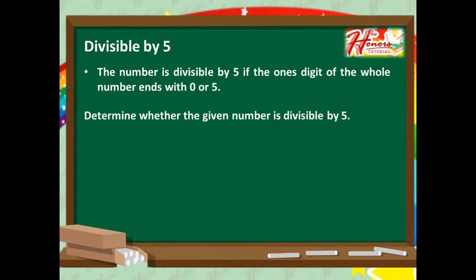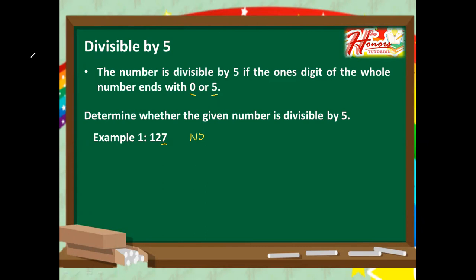determine whether the given number is divisible by 5. Example 1, 127. The last digit is 7. Is it divisible by 5? No, it is not. Why? It is because it does not end with 0 or 5.